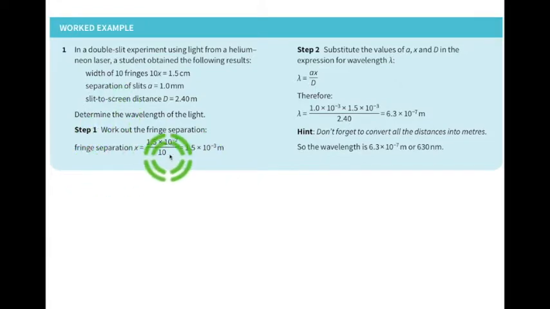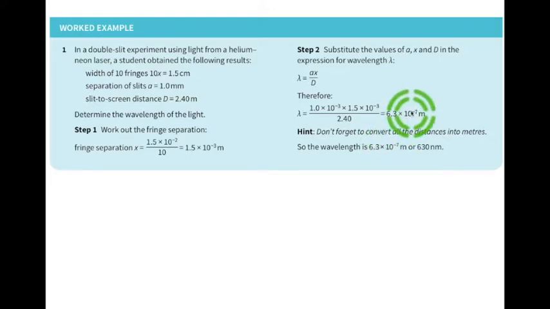So now we know everything. We can work out the wavelength using lambda equals AX over D. Lambda equals A, which is 1 times 10 to the minus 3 meters, times X, which is 1.5 times 10 to the minus 3 meters, divided by D, the slit to screen distance, 2.4 meters. If we calculate that out, we get 6.3 times 10 to the minus 7.